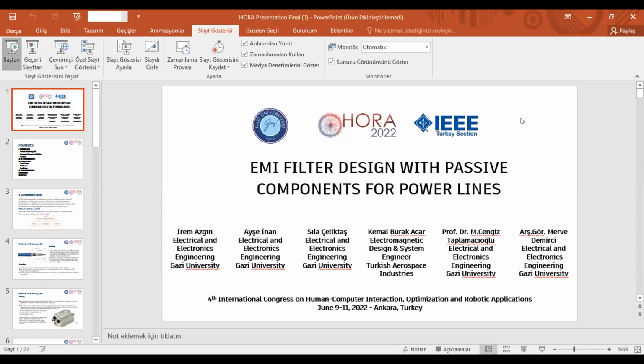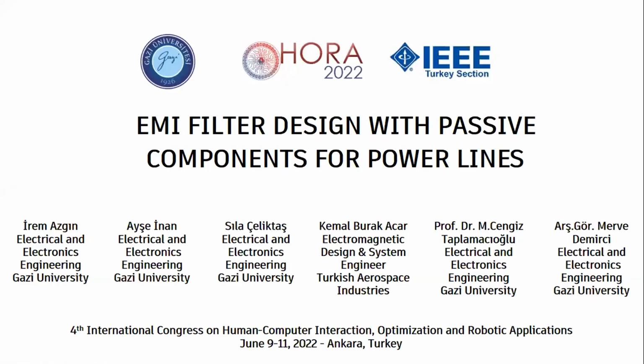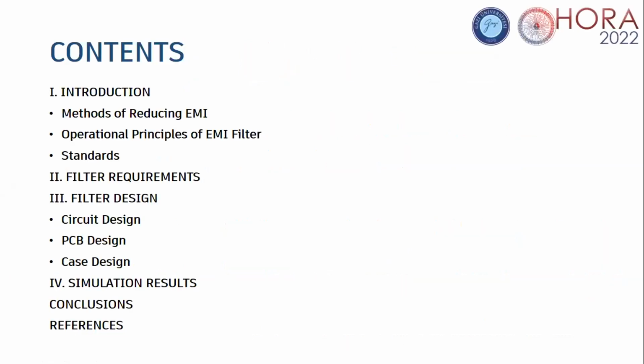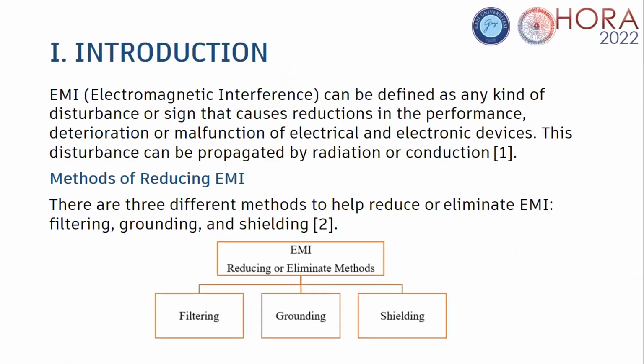Hello, everyone. I would like to talk about EMI filter design with passive components for power line. Here is the content. This content is divided into 4 main sections and their subsections. First of all, I am going to start with the definition of EMI. It can be defined as any signal that causes a decrease in the performance of the devices, deterioration or malfunction, and it can be propagated by radiation or conduction.